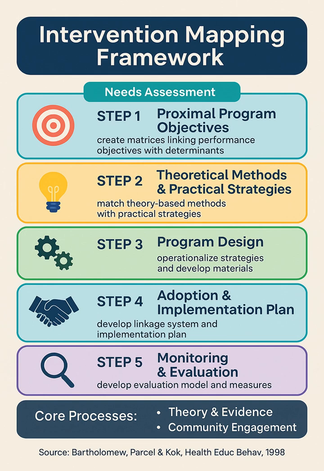Okay, so our map now has a very precise destination, the performance objectives, and we've identified the key terrain features, the determinants that influence getting there. What's next? How do we choose the actual route? The how. This sounds like step 2, selecting theory-based intervention methods and practical strategies. Exactly, and the source makes a really useful distinction here between methods and strategies.